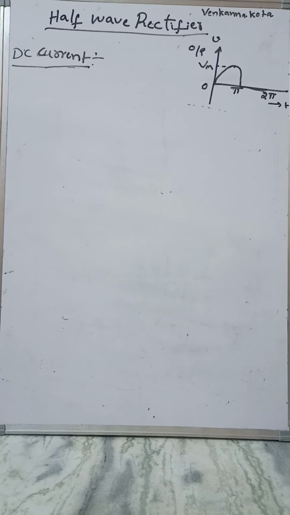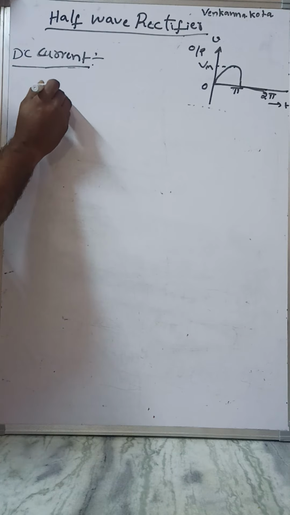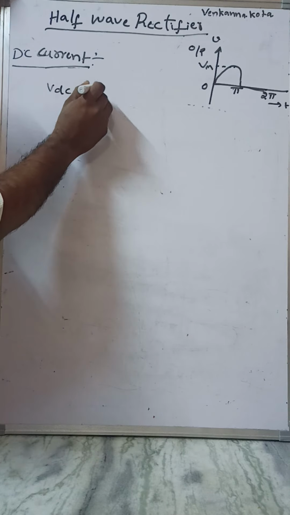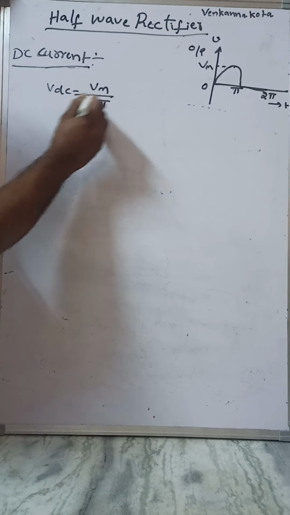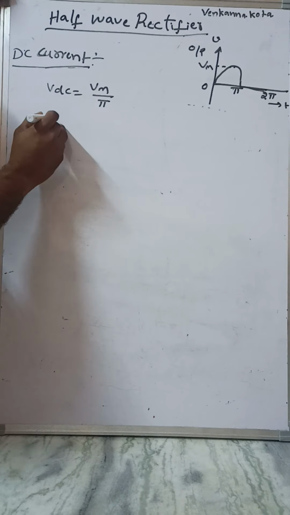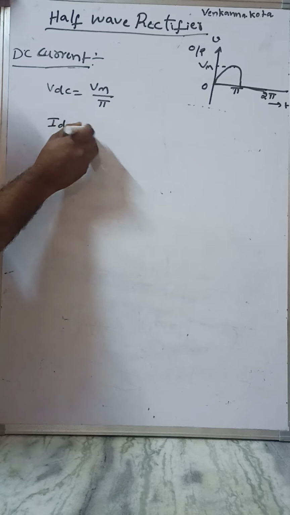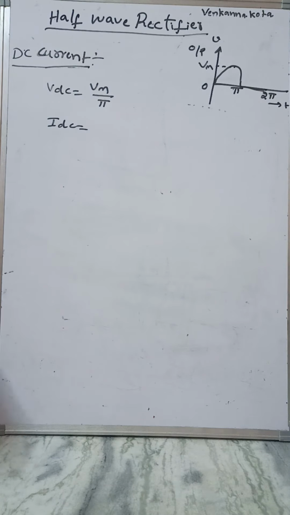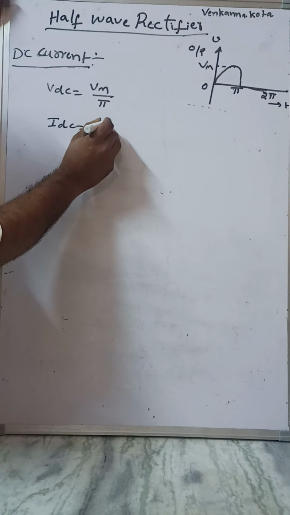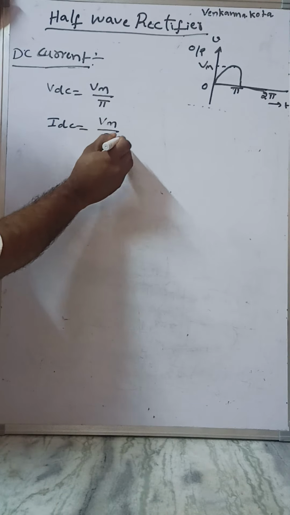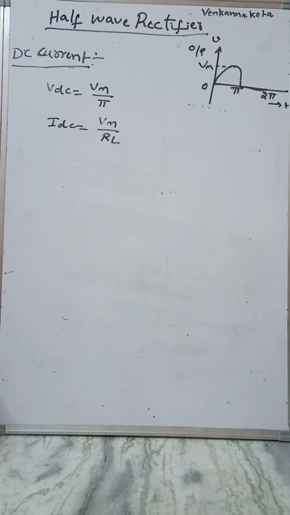Now I want to discuss the DC current, IDC. Already we know the value of VDC. VDC is equal to Vm by pi. And then we want IDC. So here IDC is equal to Vm by RL.